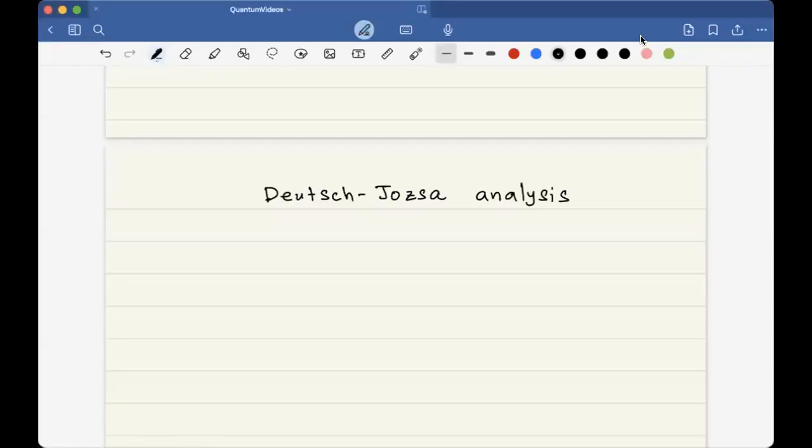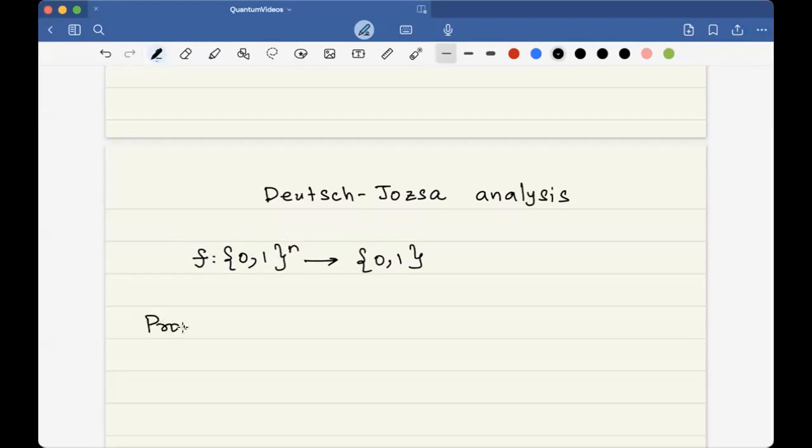Hi. So in this video, we'll go a little bit in detail on the Deutsch-Jozsa algorithm and come up with an analysis of it. So let's recall what the Deutsch-Jozsa algorithm is. You have a function f from {0,1}^n to {0,1}, and you're given the promise.